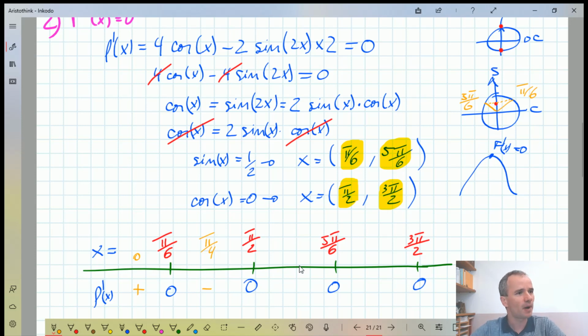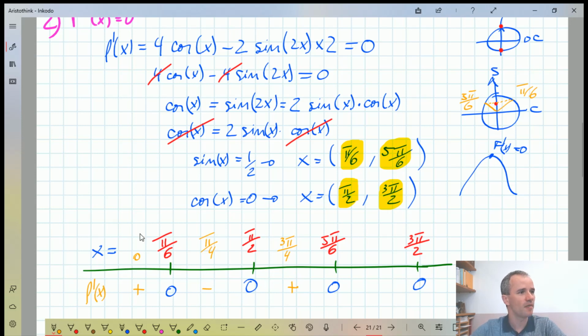Now, between pi over 2 and 5 pi over 6, I can also use 45 degrees, so it could be something like this. You could choose anything else, but I chose that, and that made a positive value for our derivative. See, that line is going to be for our derivative.